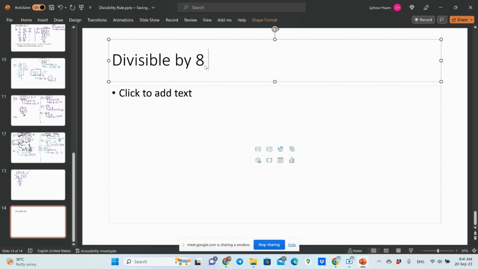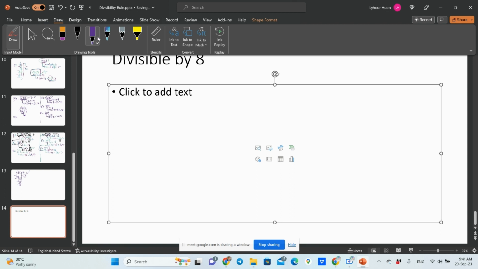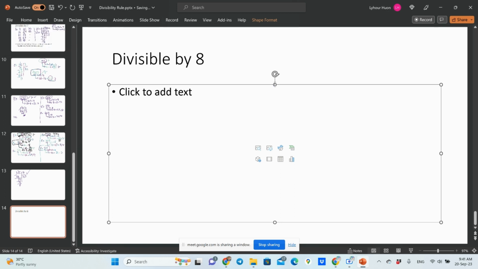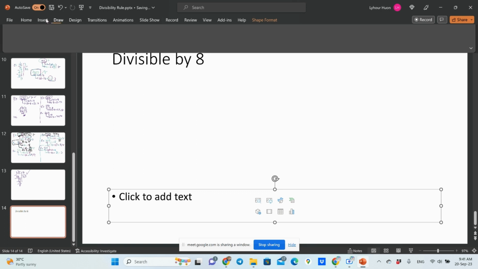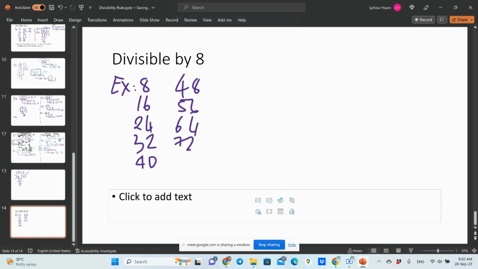So next is divisible by 8. What are the numbers divisible by 8? 8, 16, 24, 32, 40, 48, 56, 64, 72, 80, 88, and then continue, like 96.